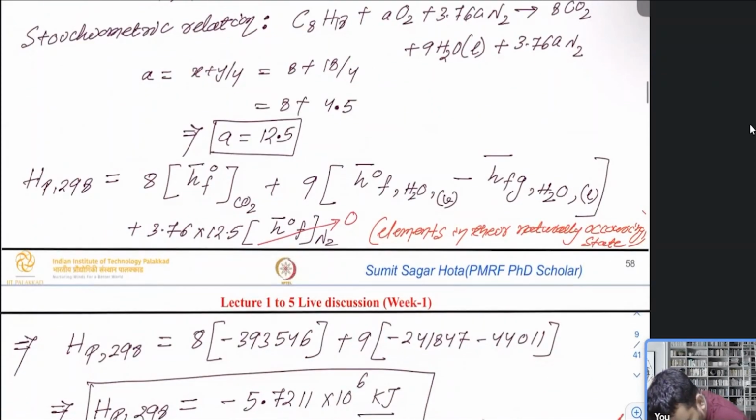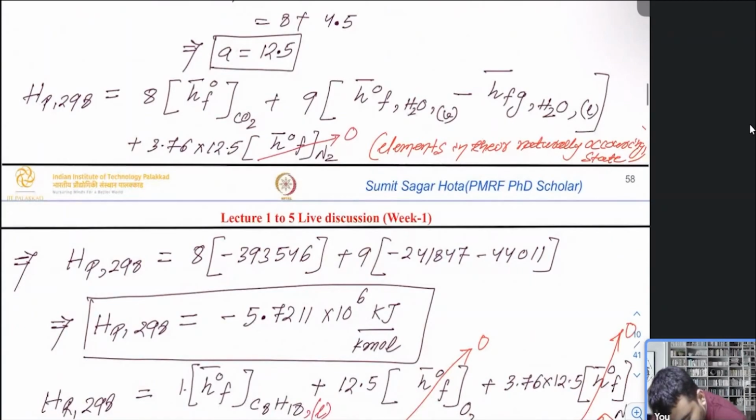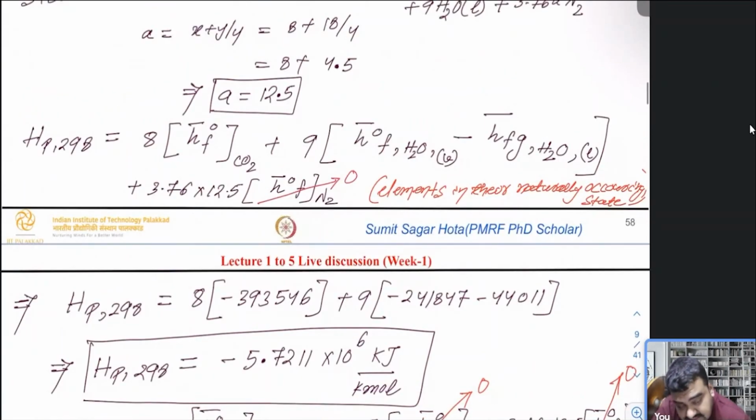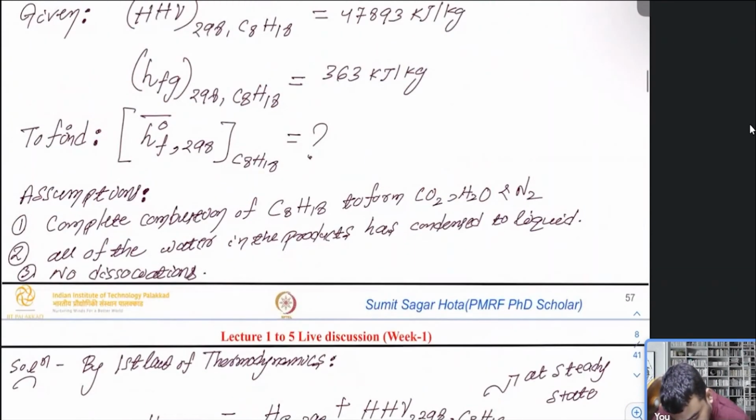Now H_P at 298 Kelvin, we know the formula: 8 into h_f naught CO2 plus 9 into h_f naught H2O minus h_fg of H2O liquid. Here the vapor minus the liquid is subtracted. This is the important turning point in this question, because these things are not covered initially, and this is a very twisting question. Here you see the difference is taken of h_f naught of H2O and h_fg. Why is this difference taken?